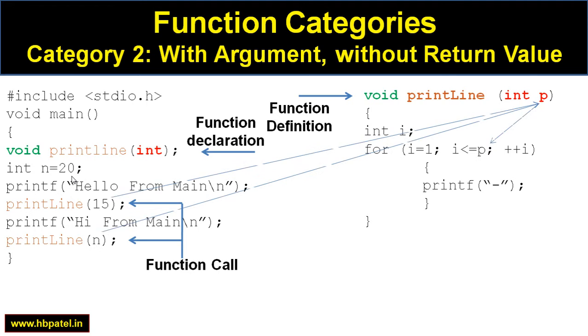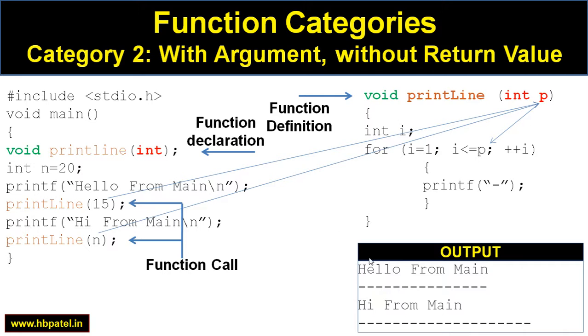Then what I am doing is simple: I am printing hello from main. Then I am calling the function print line with 15. So I am passing something as an argument. 15 is sent to this function and it is caught in this variable p. So this 15 is copied into p, so the value of p is 15. This loop will be repeated 15 times and I'll get 15 hyphens. Then it will come back to main and print hello from main.